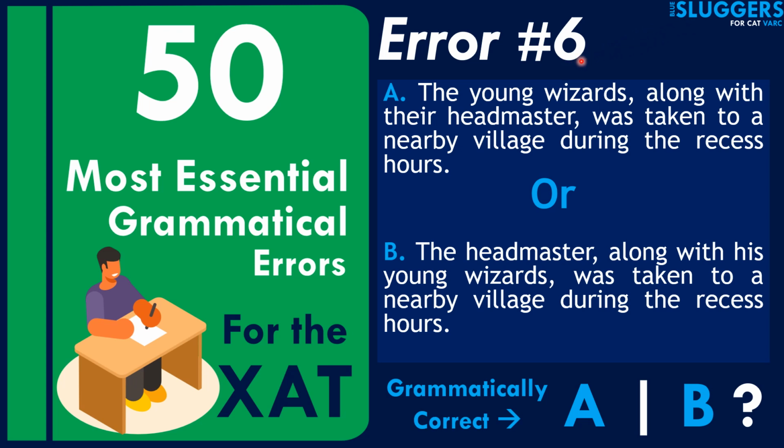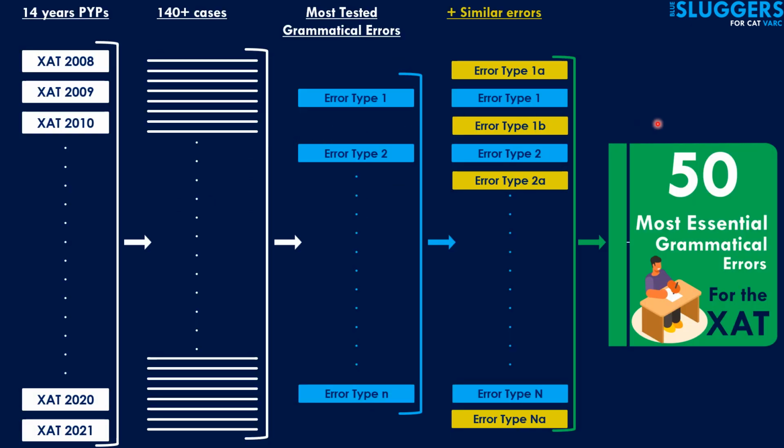Right now let's jump into error number 6 for your 50 most essential grammatical errors series, 50 most essential grammatical errors for the XAT. However, I would like to first state that this is not just a random list of 50 grammatical errors that we have just come up with. There's in fact quite a logical process involved in creating this list, and I've explained that process in detail in a separate video, which you can access by clicking on the link on the top right corner of your video. So this diagram pertains to that. I've explained all of this in that video there. So you can watch it if you want.